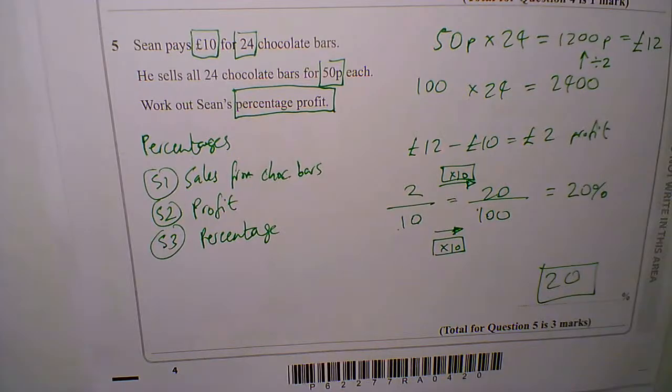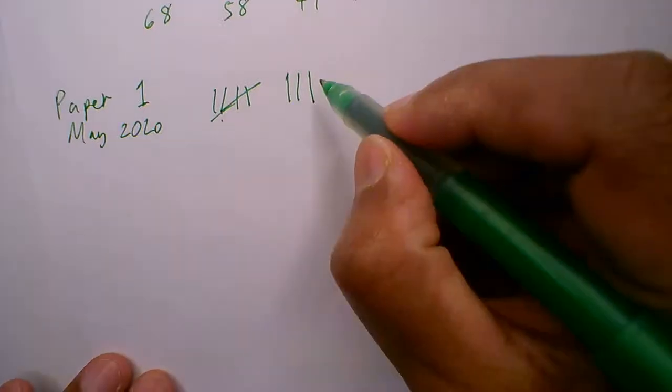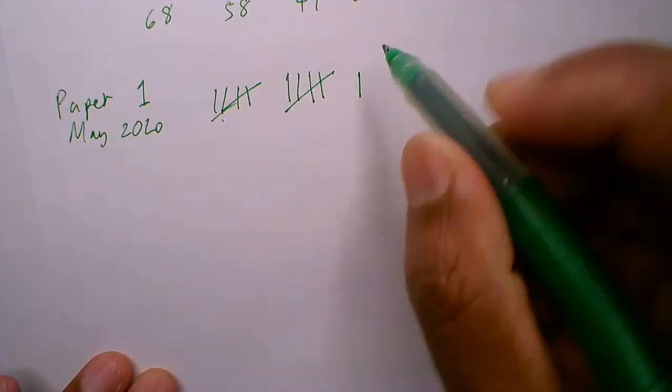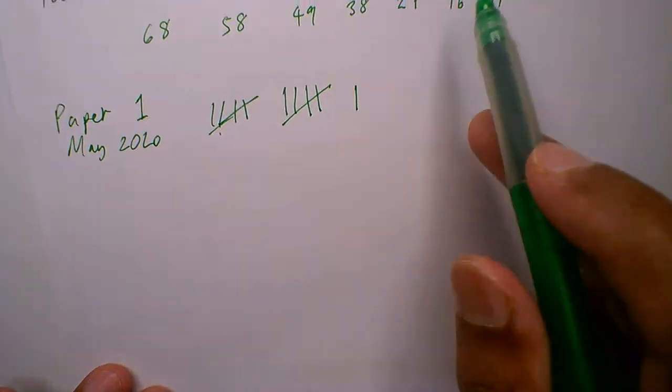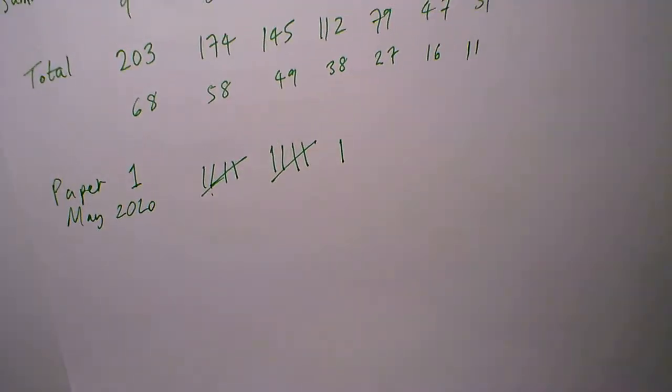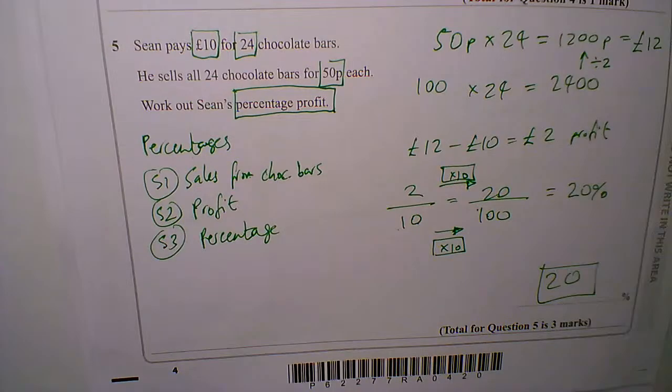So that's another 3 marks. Let me add that to the tally. 1, 2, 3. So I've banked 5, 10, 11 marks, and I'm close to my grade 4, which is 16 marks. Let's go to the next question.